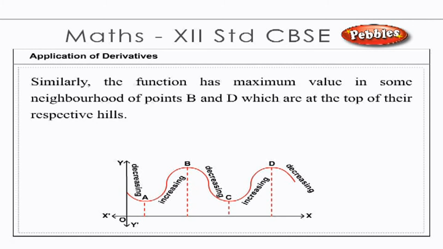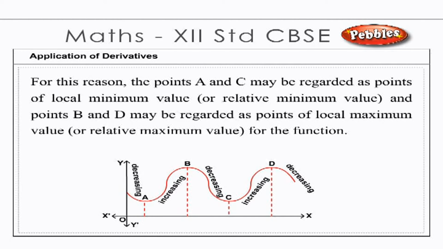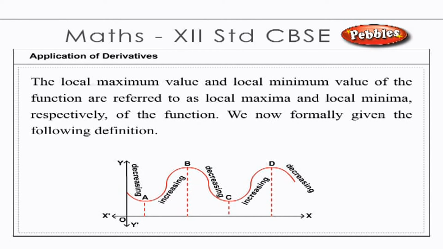their respective hills. For this reason, the points A and C may be regarded as points of local minimum value or relative minimum value, and points B and D may be regarded as points of local maximum value or relative maximum value for the function. The local maximum value and the local minimum value of the function are referred to as local maxima and local minima respectively of the function. We now formally give the following definition.